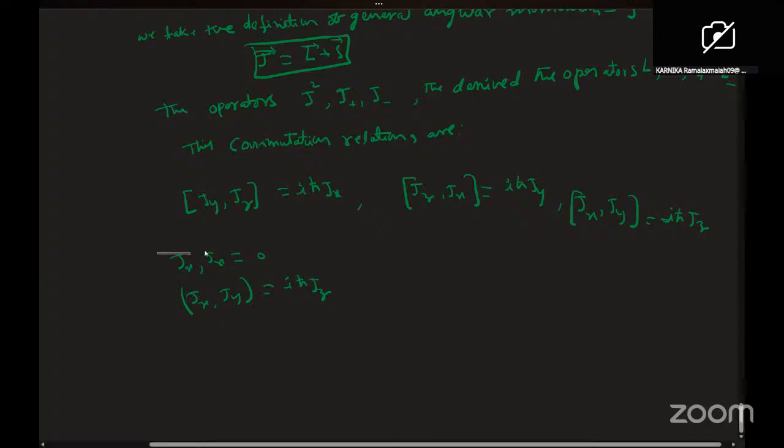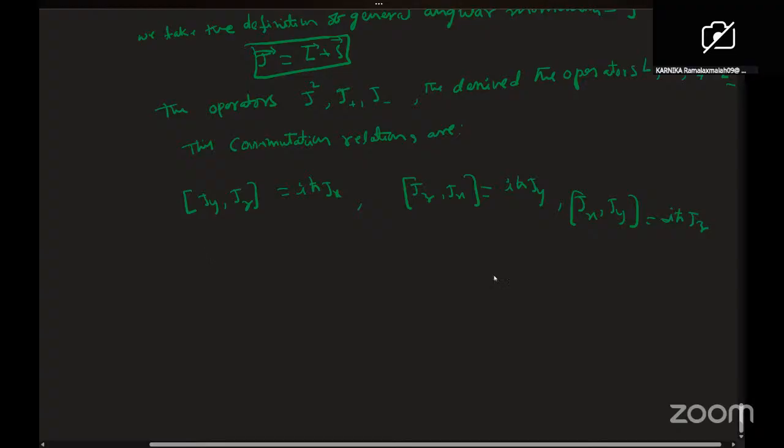I'm telling you this is the fully explained part. One question comes here, which I will take up in the next class. But first, know this point only. What is the meaning of this? jy comma jz is equal to i h-bar jx, jz comma jx is equal to i h-bar jy, and jx comma jy is equal to i h-bar jz. That is the value of the equations.